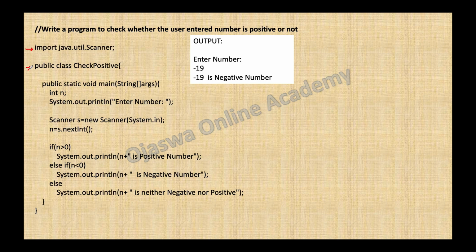Then comes the class definition. The public keyword denotes the class can be accessed outside the package, anywhere in the system. The class keyword is followed by a class name. Our class name is CheckPositive. Open the brace, close the brace, and write the code inside the class scope.